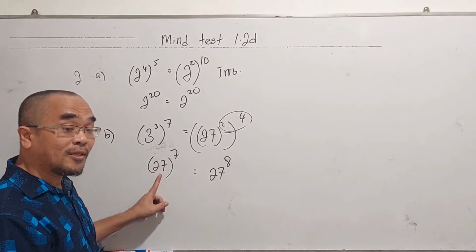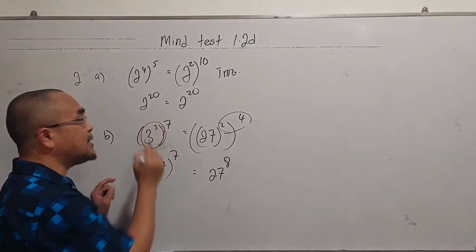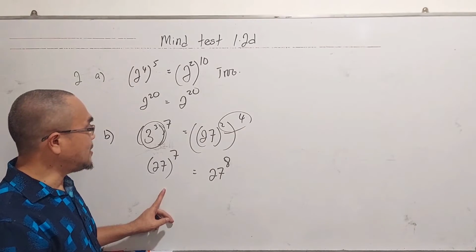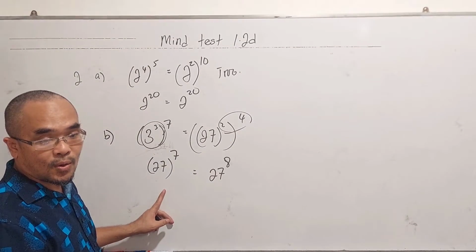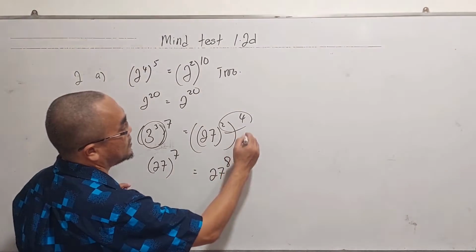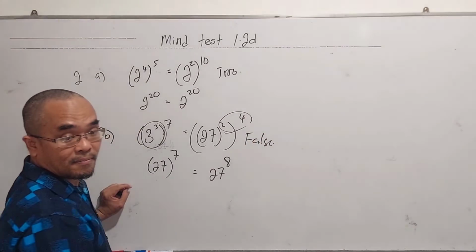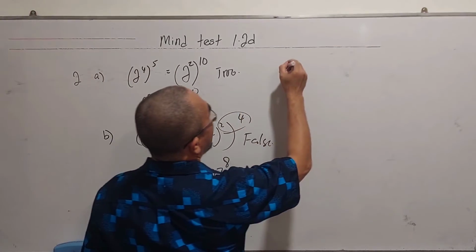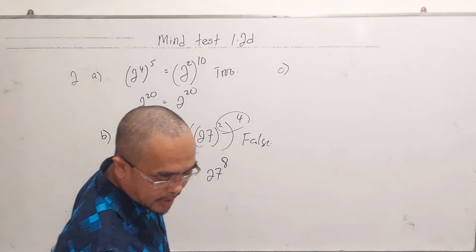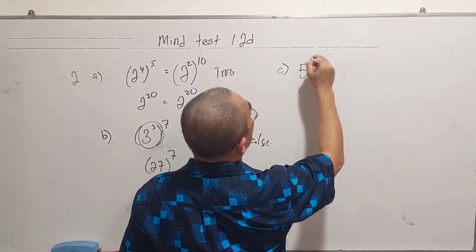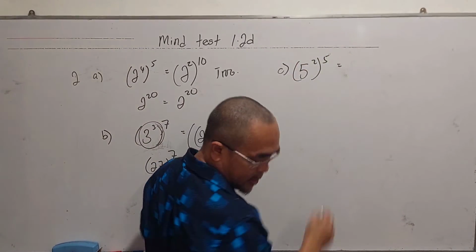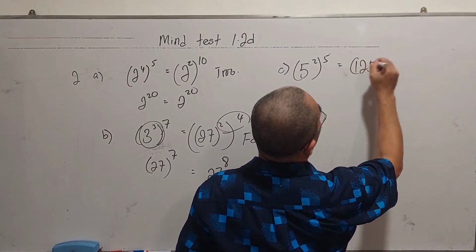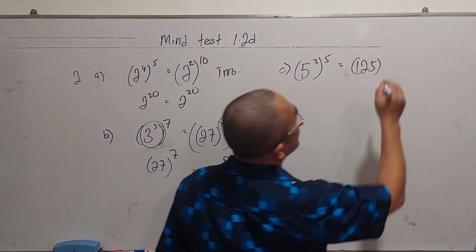Do you understand where I get the 27? You just press calculator for 3 power 3. Okay. Alright, so false. False. Because the left is not equal to the right. Okay. And the C, 5 to the power of 2 to the power of 5 is equals to 125 to the power of 2 to the power of 3.